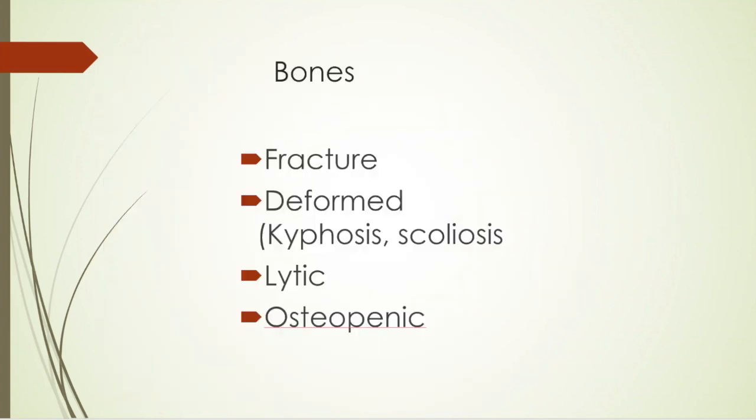So on to bones. We want to look for fractures, any deformities, kyphosis, scoliosis on the spine. And then do you have lytic bone or osteopenic bone, which could indicate a cancer or other various pathologies. For what we do, that's probably not as important. The radiologist will pick this up, but you might pick up a cancer.